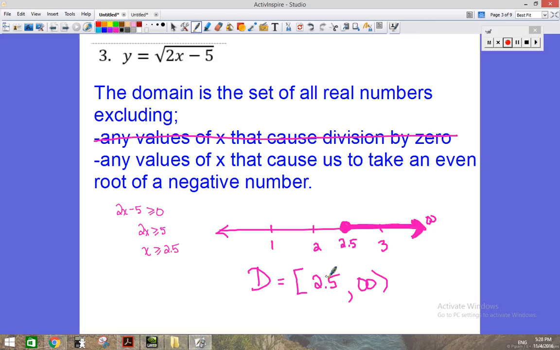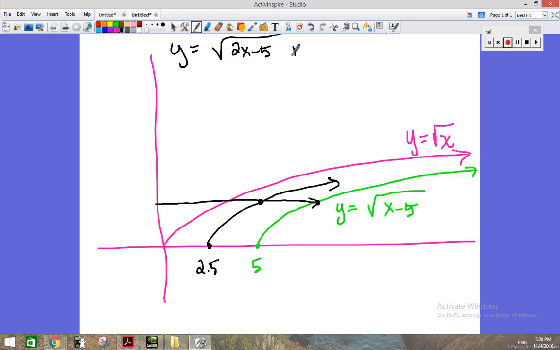being 2.5 to infinity. Now, for the range, we didn't lift the graph up or down, so it has the same range as the square root of x, and we know that that's on the x-axis or entirely above the x-axis. So from this picture, I know the range is from 0 to infinity.